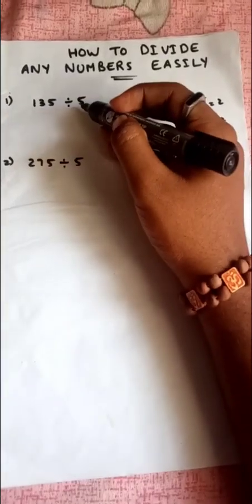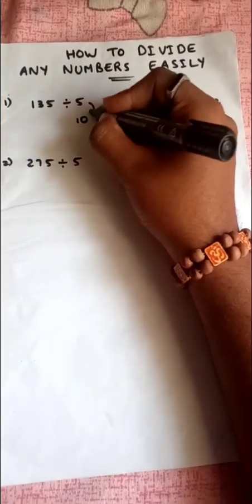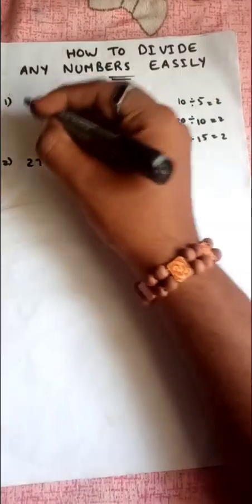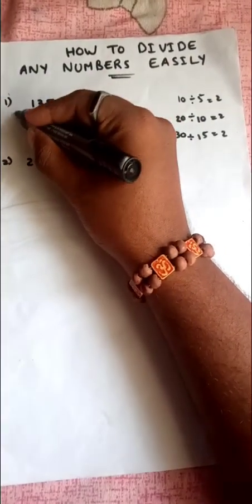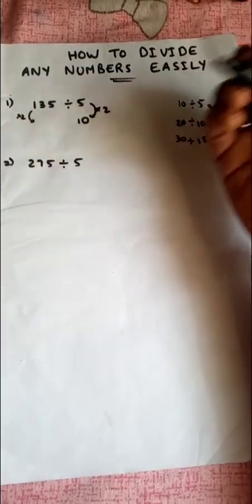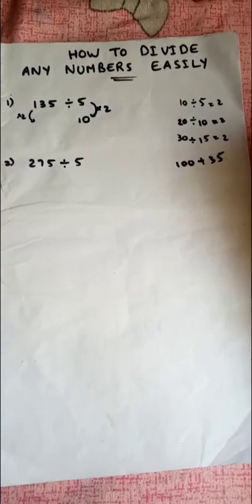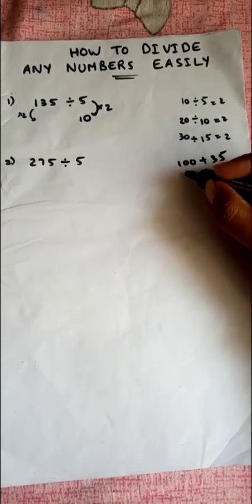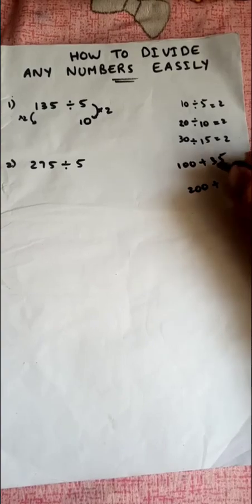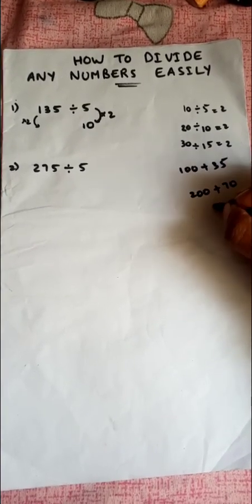We can transform 5 into 10 by multiplying it by 2. Whatever we multiply one number by, we want to multiply the other number by as well. There is also a trick to multiply 135 by 2. 135 can be written as 100 plus 35. The double of 100 is 200, and the double of 35 is 70. So 270 would be the answer.